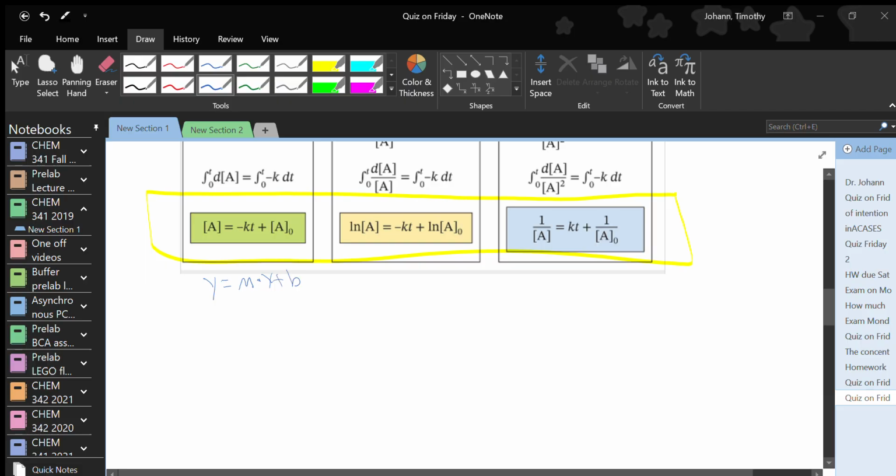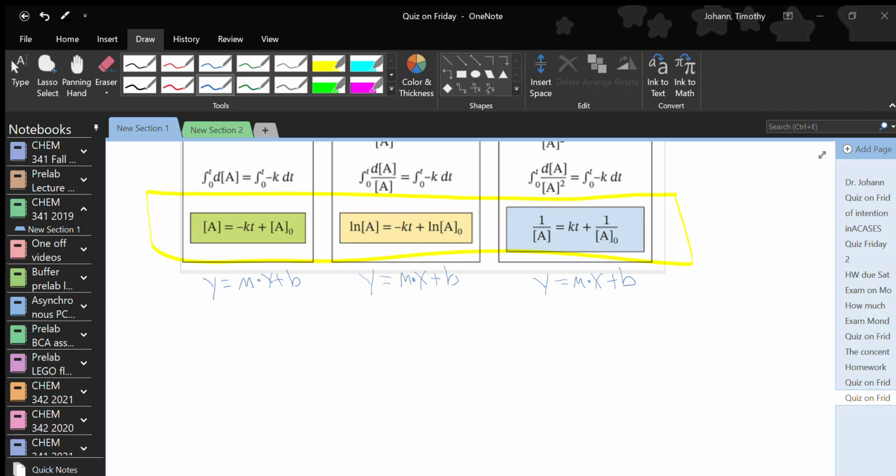mx plus b, right? See that? That's the form of that equation. This equation is y is equal to mx plus b. This equation, same format, y is equal to mx plus b. So the only difference between these equations is what I plot.